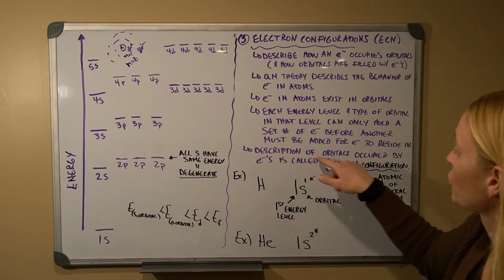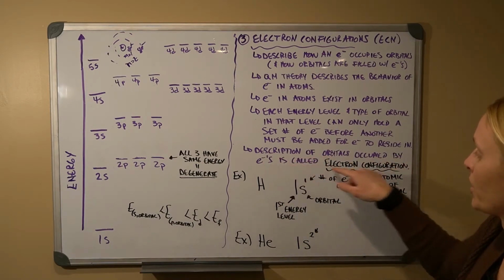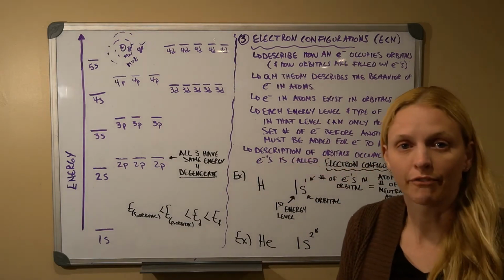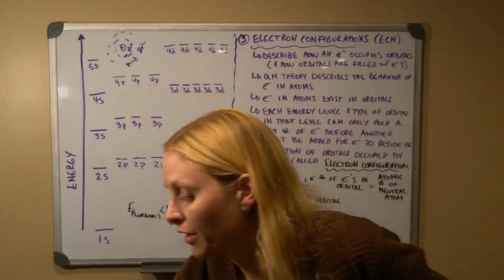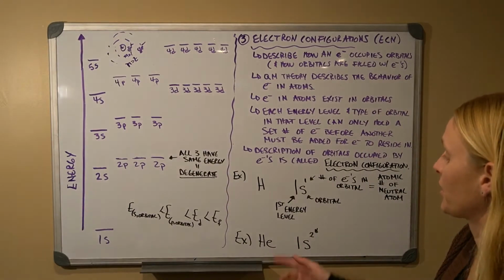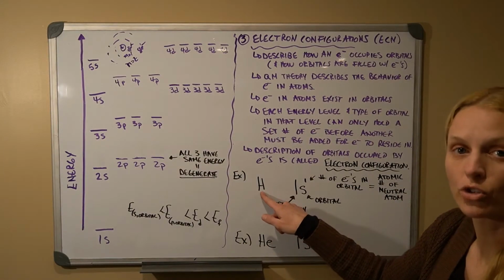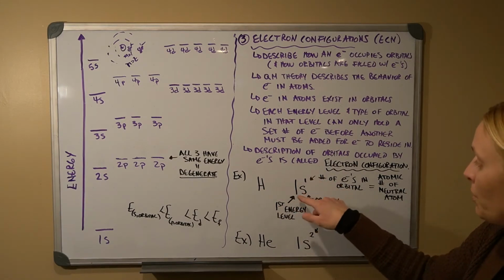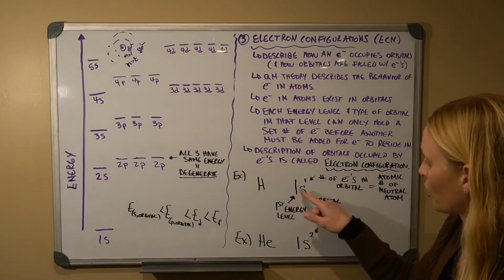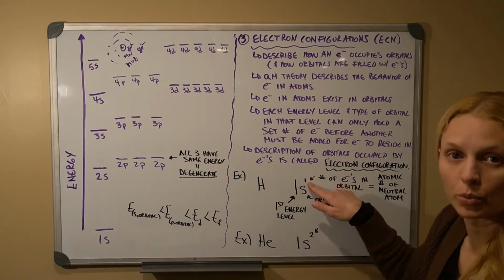Okay, so the description of orbitals occupied by electrons, we call that the electron configuration. An example of an electron configuration, using the simplest example, is hydrogen. Hydrogen is the first atom on the periodic table, and its electron configuration would be 1s1. So 1s and then a superscript with the 1 right there.